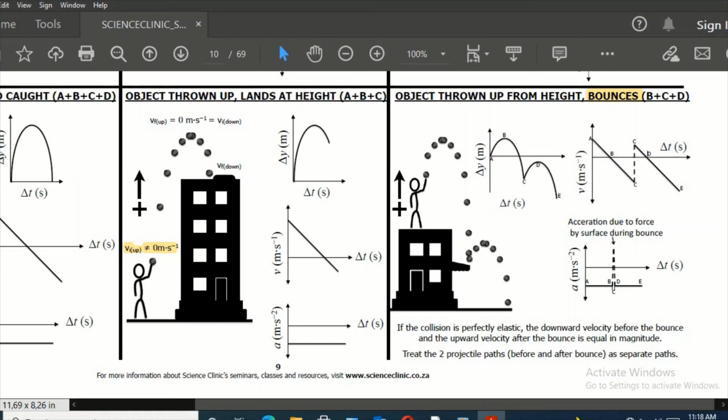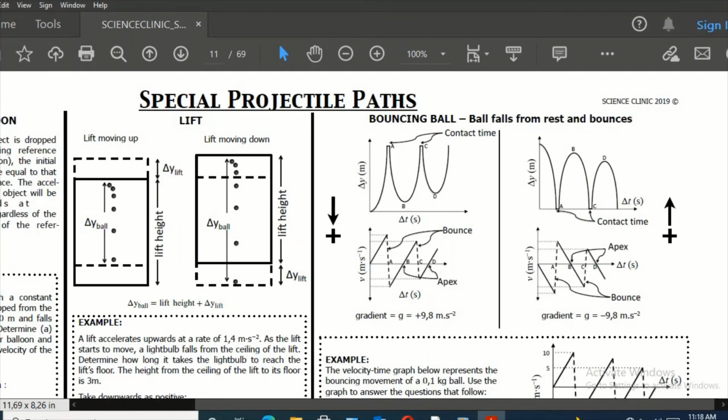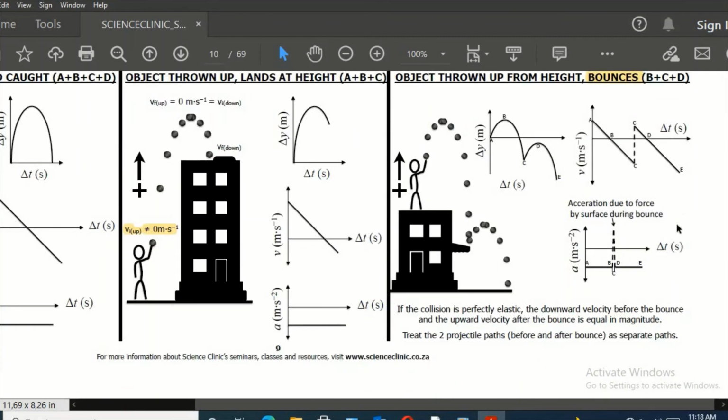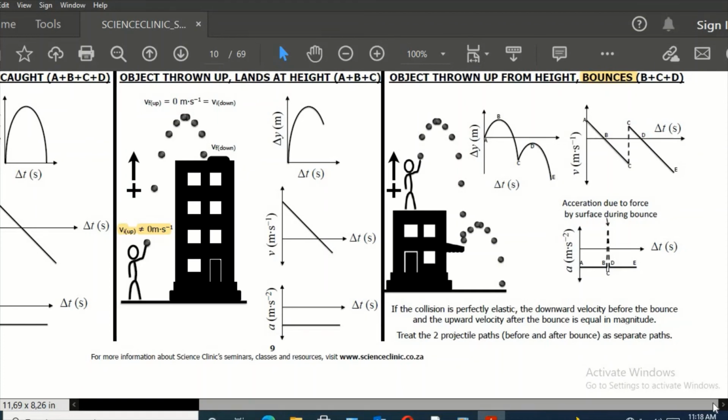So this is how you would normally draw the acceleration due to force by a surface bouncing, and just take note of that. That discrepancy there when it bounces, because for that moment it's in contact with the floor, there's actually no acceleration. For that moment, we call it contact time, there's actually no acceleration. So that's why there's that little bit of a gap there.